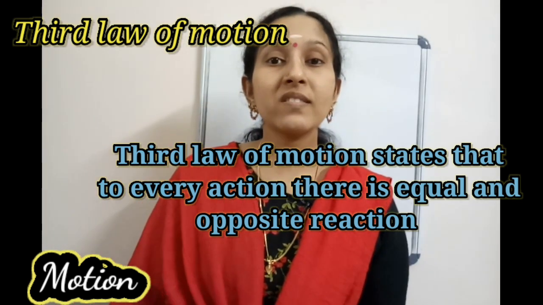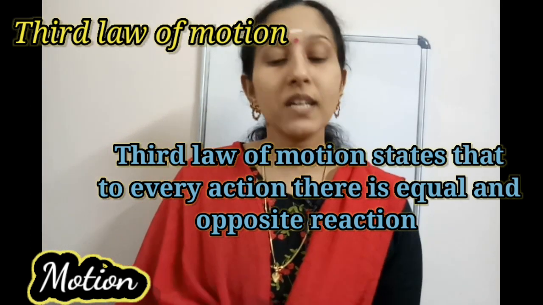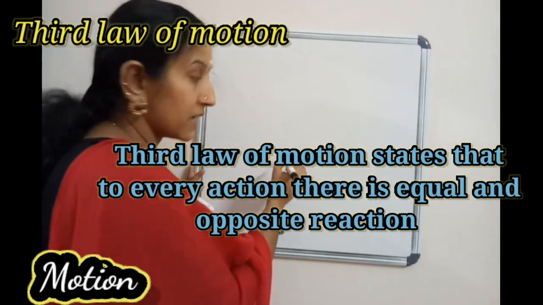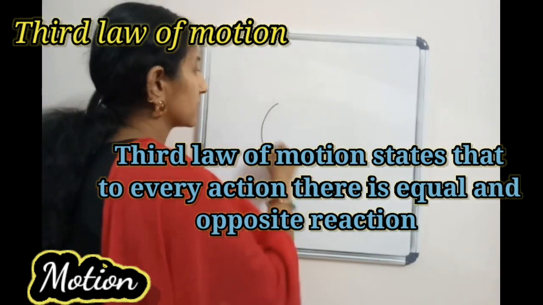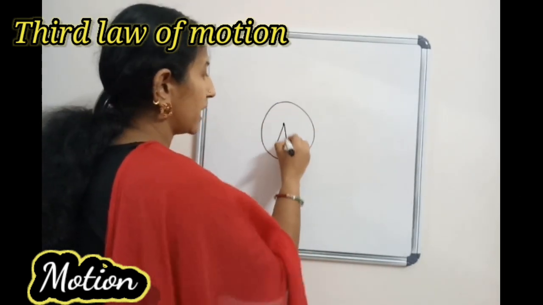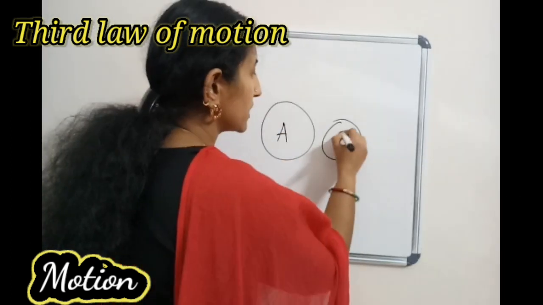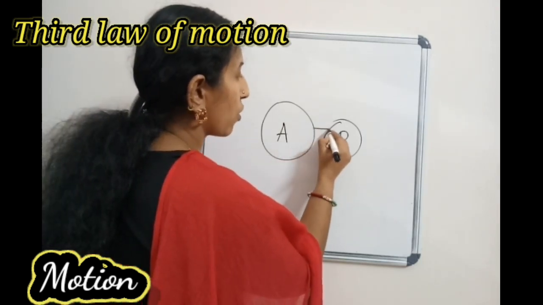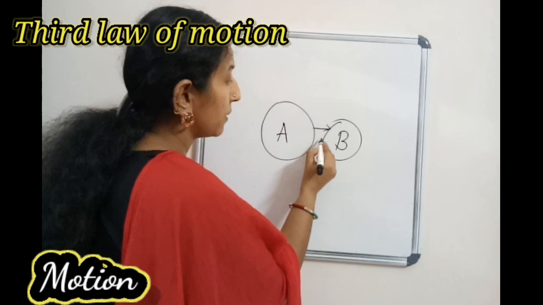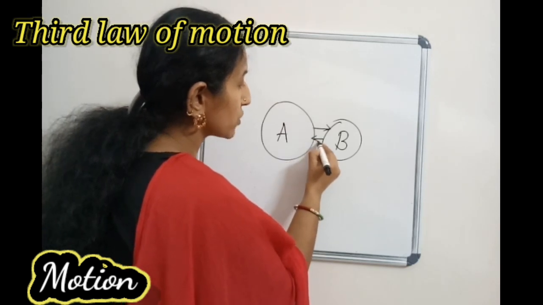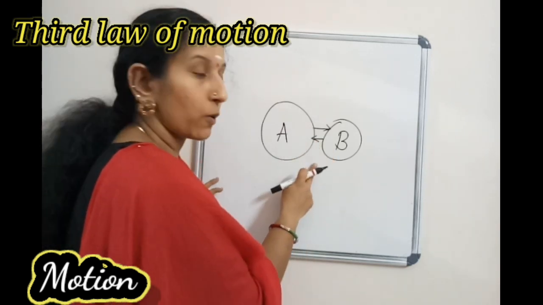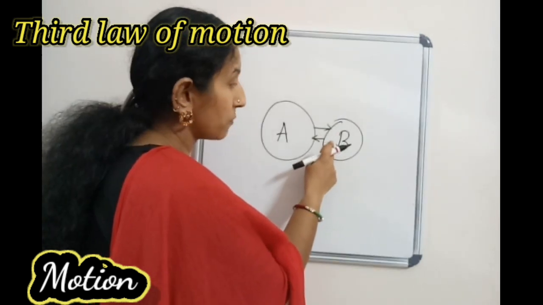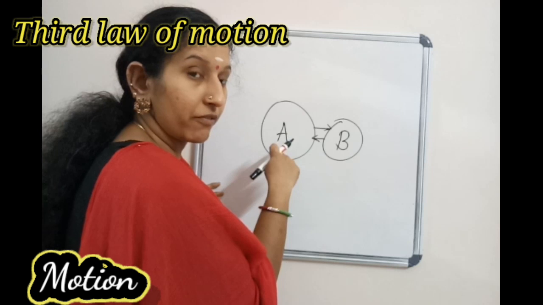To every action there is equal and opposite reaction. For example, consider the objects. This is object A and this is object B. Object A exerts force on B and B also exerts force on A. This is Newton's third law. When one object exerts force on another object, this other object also exerts force on the first object.